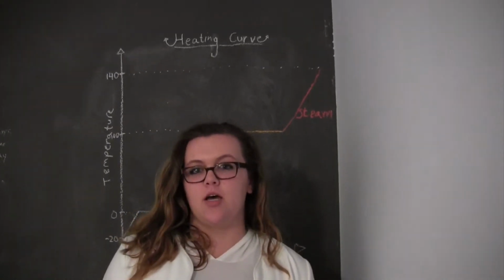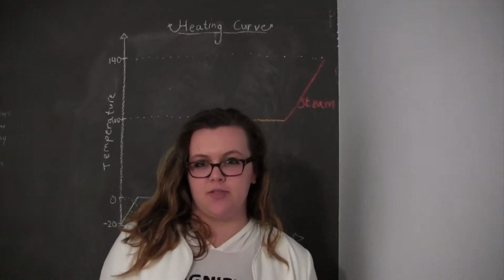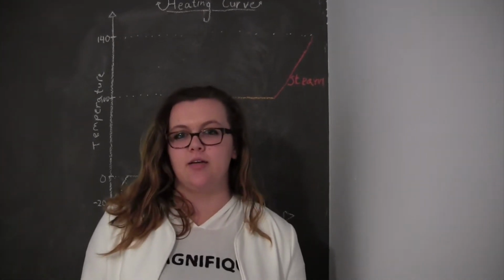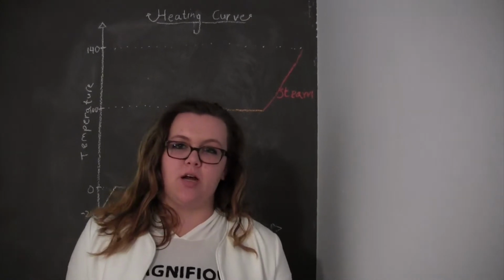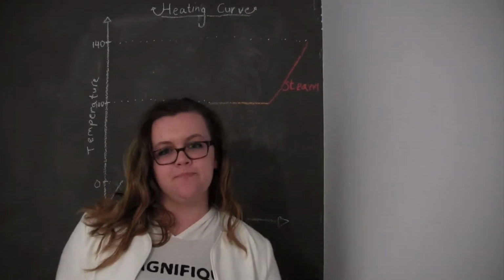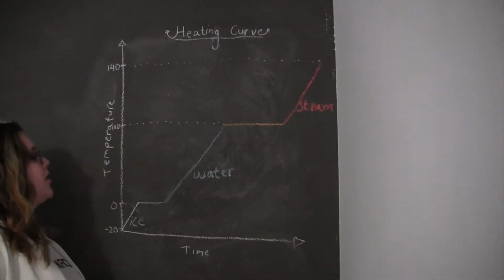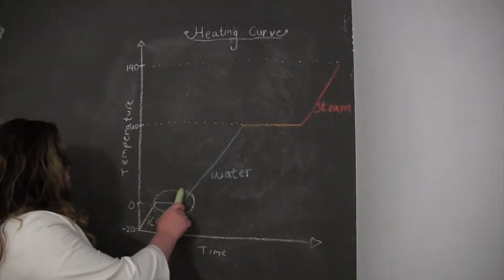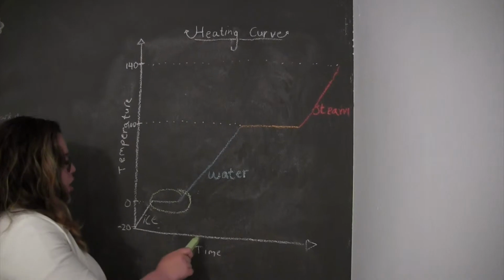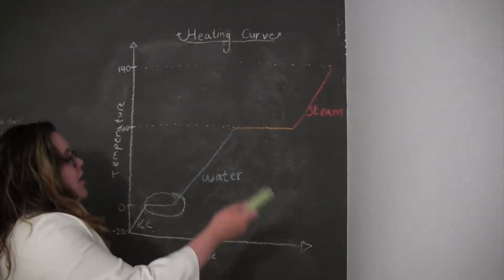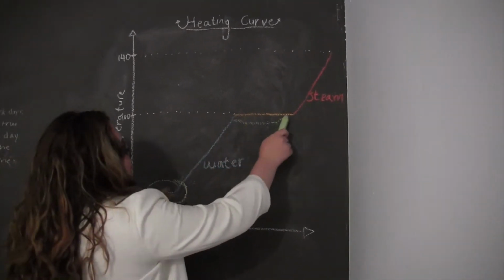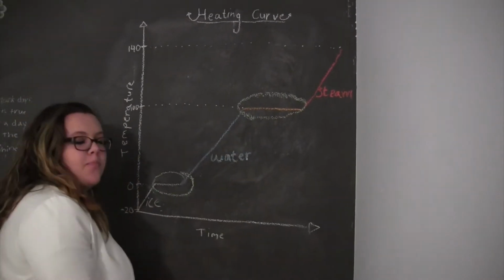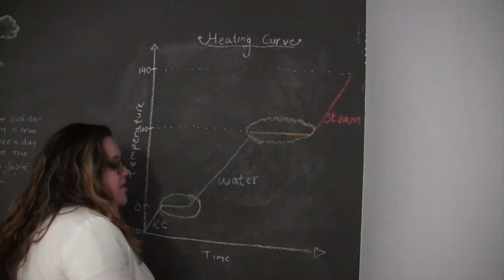Colligative properties are properties that depend only on the number of solute particles and not on their identity. Two different colligative properties are freezing point and boiling point. Shown on this heating curve of water, freezing point happens between ice and water, right here, and temperature stays constant over time. In addition to freezing point, boiling point happens between water and steam, where temperature also stays constant over time.